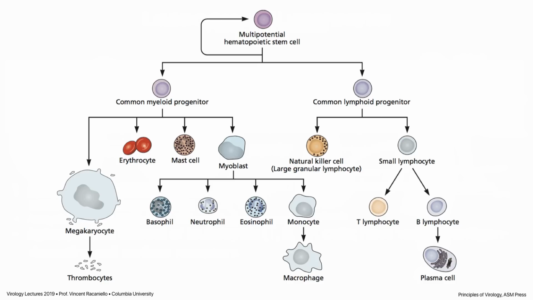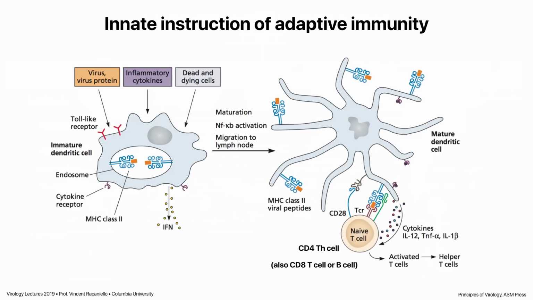And then on the other side, they can go towards the common lymphoid progenitor, lymphocytes, including NK cells, T cells, and B cells. So those are the lymphocytes on the right. And some of these we'll be talking about today. Now remember, again, this is from last time, but I want to repeat it, how a dendritic cell becomes activated.